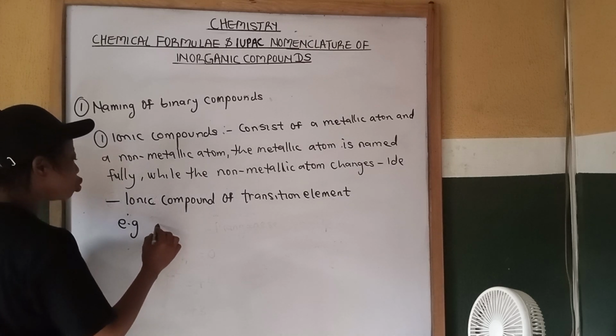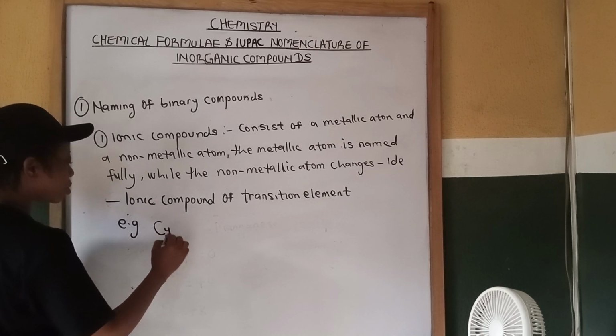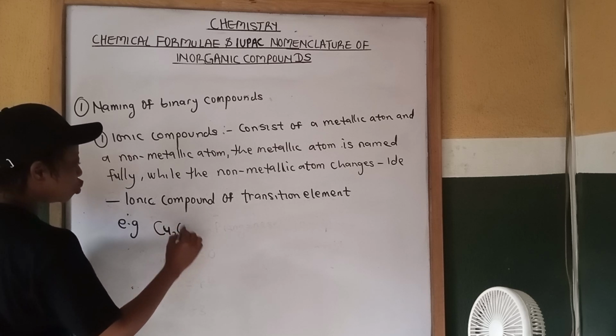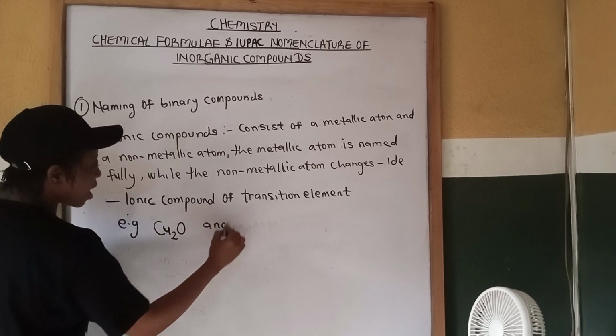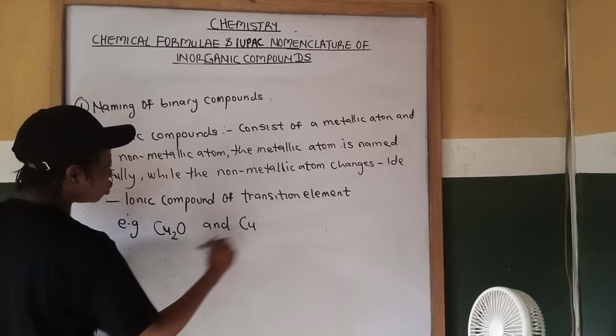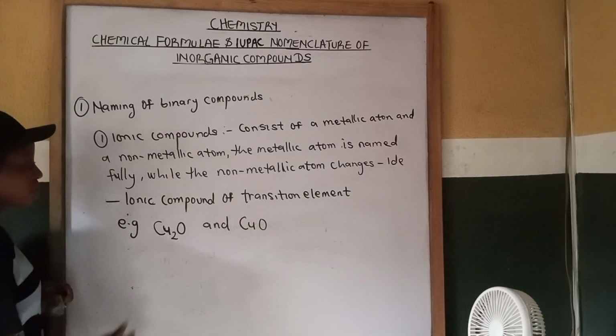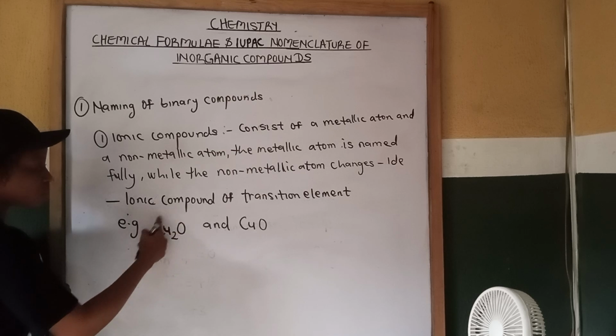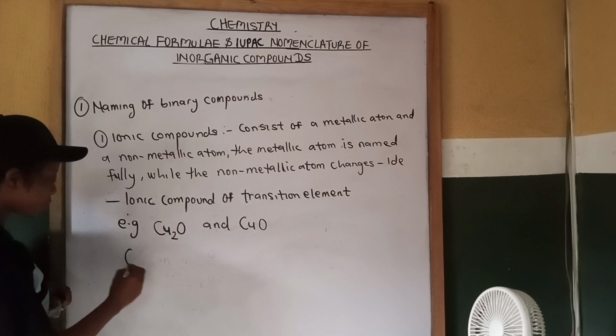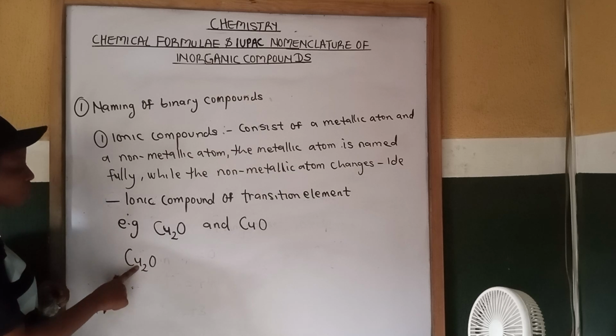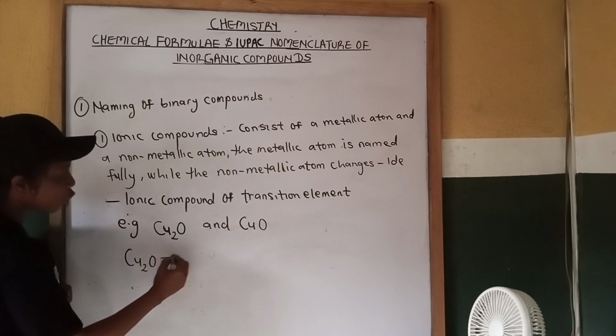So let's look at these two compounds of copper, CuO and Cu2O. Let's name the first one, that is Cu2O. Cu is the chemical symbol for copper. So you name copper fully.